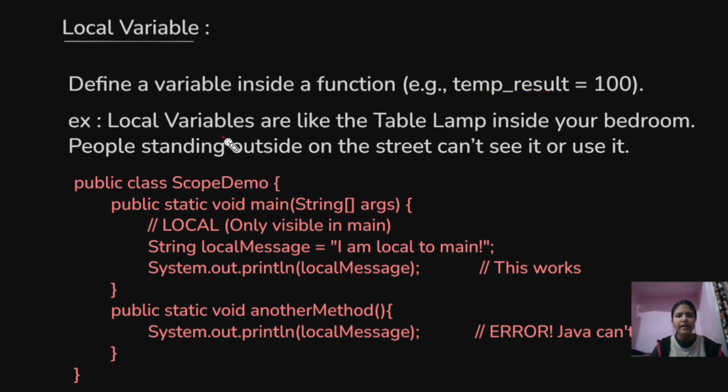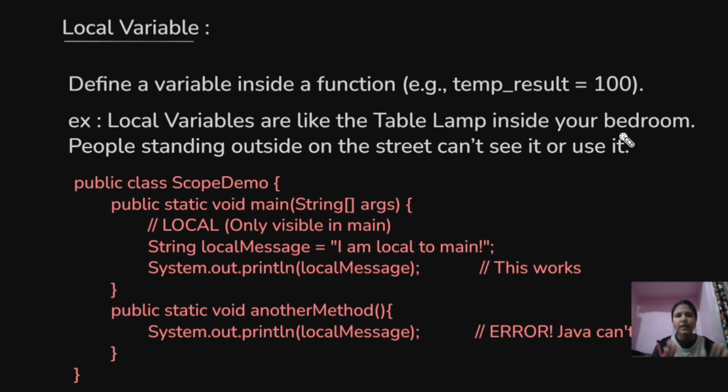So local variables are like the table lamp inside your bedroom. Like we understand that in the bedroom we use a table lamp. Outside the bedroom we cannot see and use the table lamp, but inside the room we can. So basically a local variable is similar: it can only be accessed and used in this function, not outside of the function.